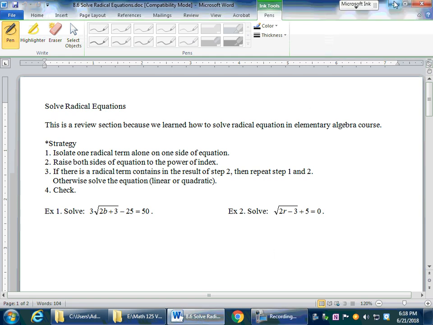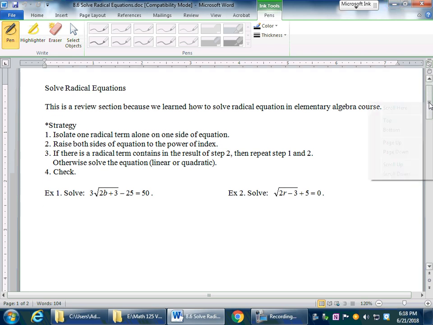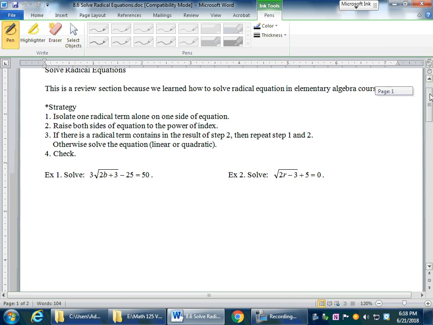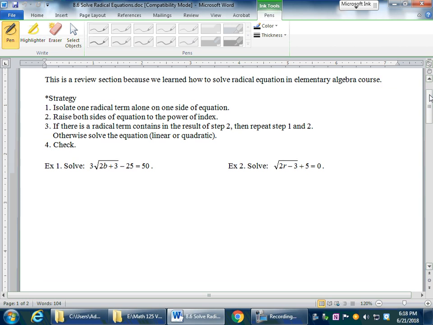8.6 Solving radical equations. In this session, we're going to solve radical equations, which is not a new topic for us because we looked at this in the elementary algebra course before.